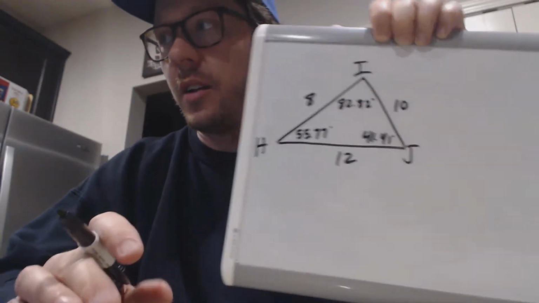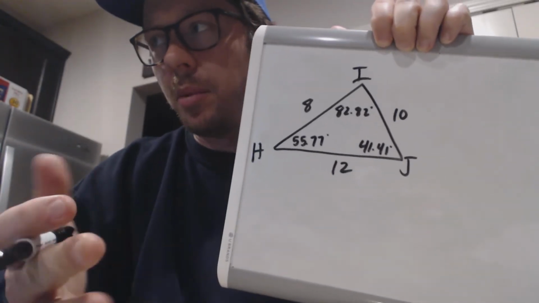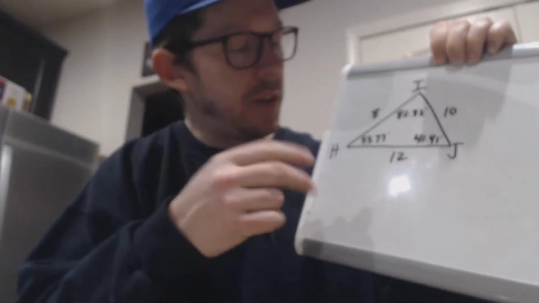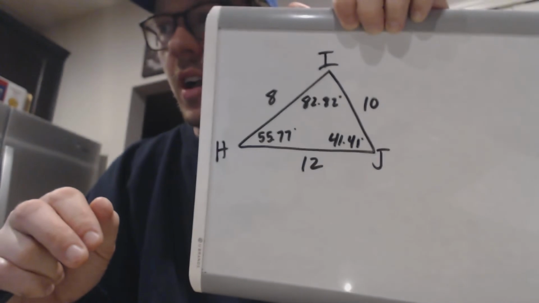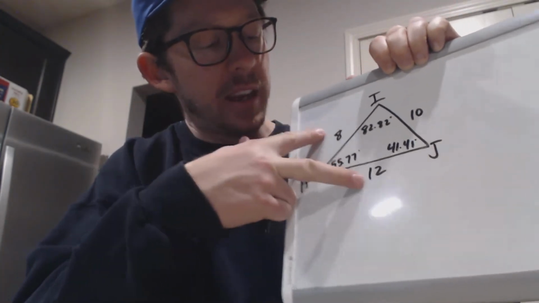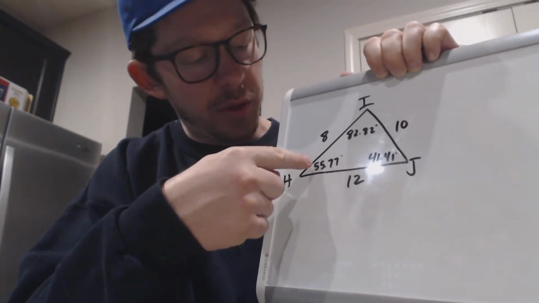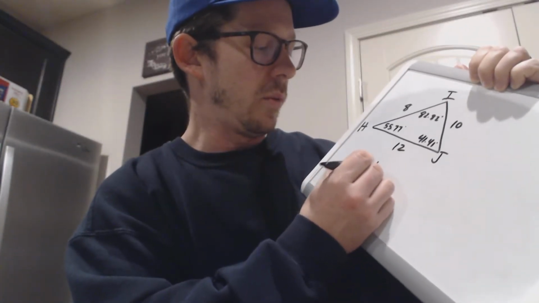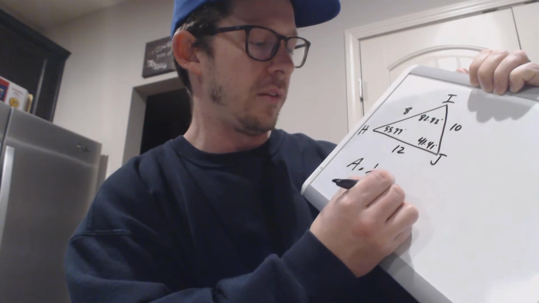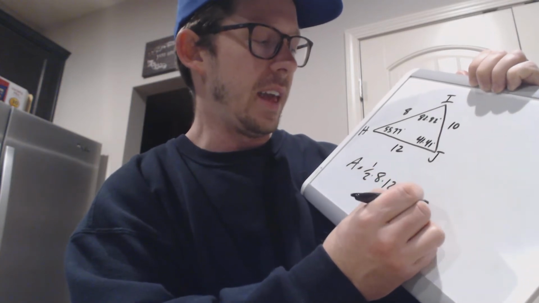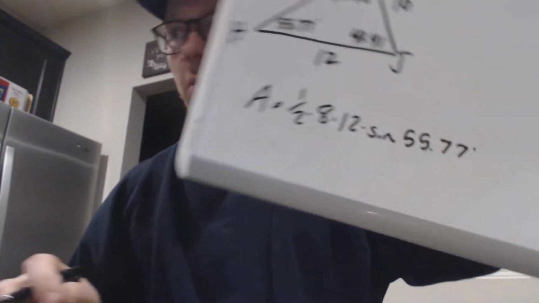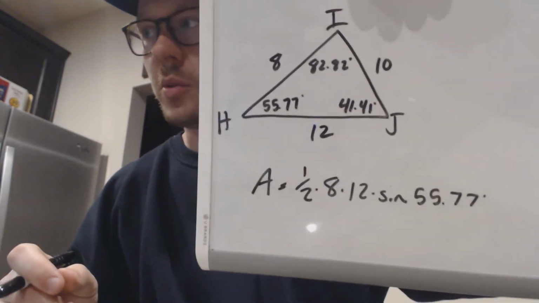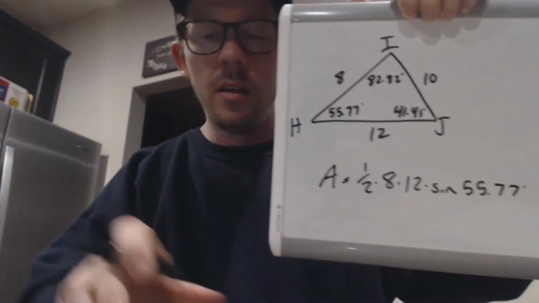So watch this. Here's all you got to do. I've actually completed it for you, so you have anything you want. You don't always have all this, but let's say this time you do. Here's what you do if you want the area of this triangle: pick two sides. I'm going to pick 8 and 12. Pick the angle between them, 55.77. Area equals 1/2 times 8 times 12 times the sine of the angle in between them. See that? 8, 12, angle in between them, and that would get me the area.